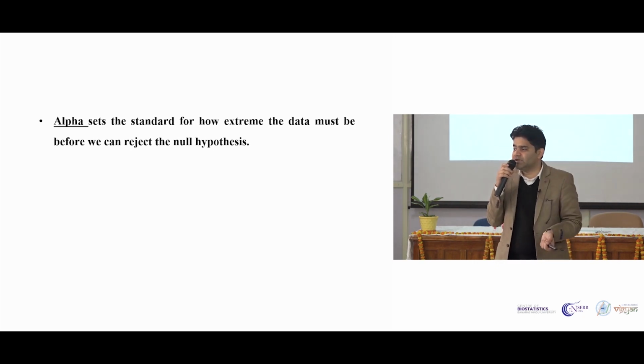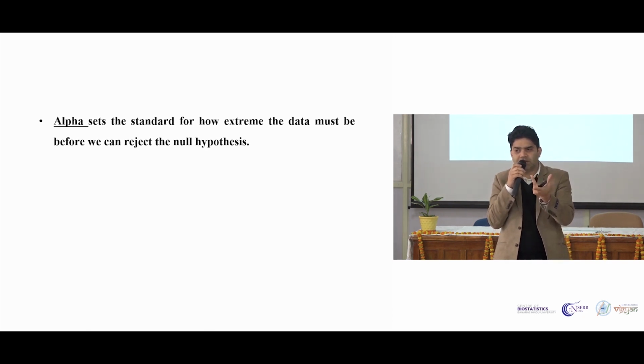What will happen if I take alpha as 1%? That is a confidence interval of 99%. 95 is this much, 99 will be a bigger one, right? So then what will happen?